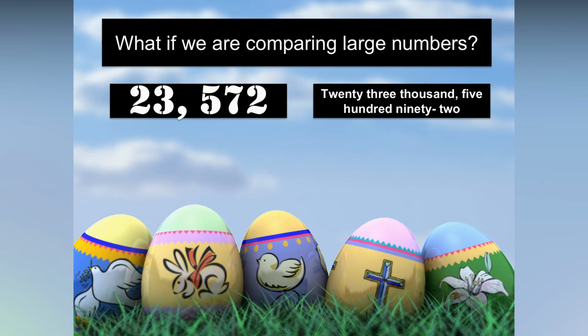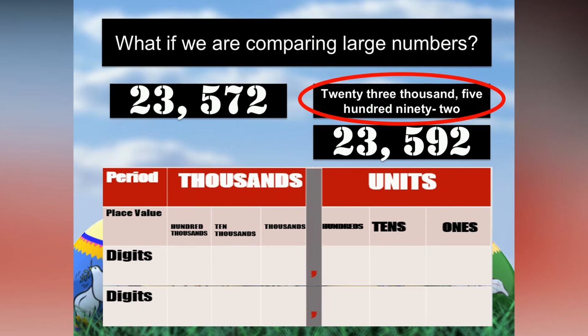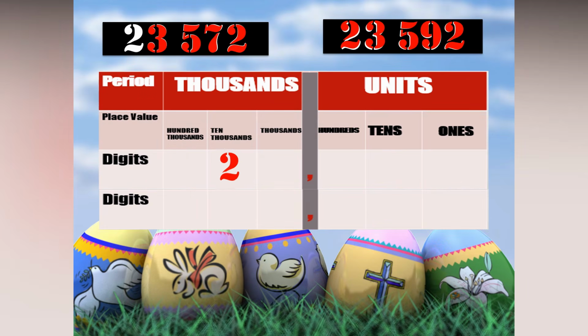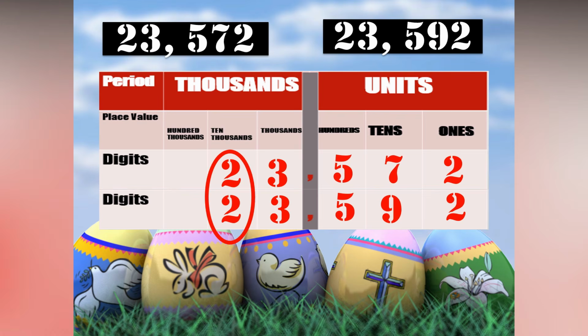23,572 and 23,592. We will again use a place value chart. But before that, let us first write 23,592 in symbol, and it is written as 23,592. Now, we will put each digit to the place value chart. Then, let us compare the digit by its place value. Make sure to start from the digit with the highest place value.